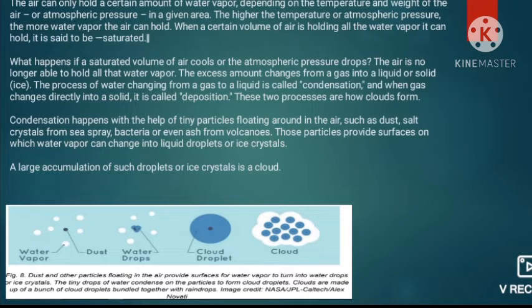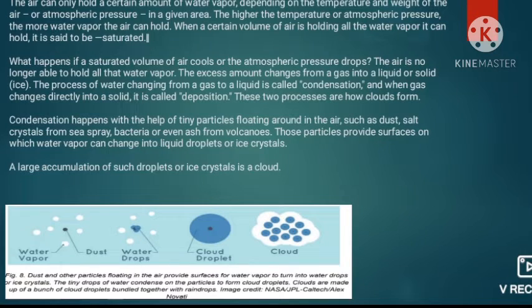The air can only hold a certain amount of water vapor, depending on the temperature and weight of the air, or atmospheric pressure, in a given area. The higher the temperature or atmospheric pressure, the more water vapor the air can hold. When a certain volume of air is holding all the water vapor it can hold, it is said to be saturated.